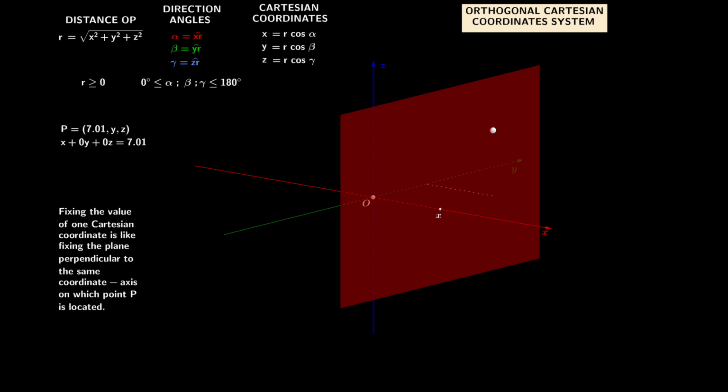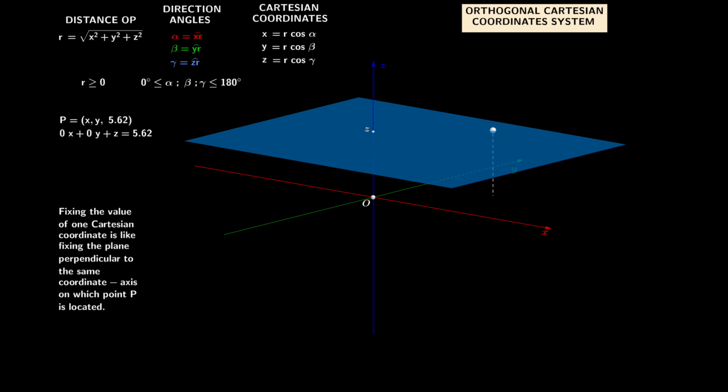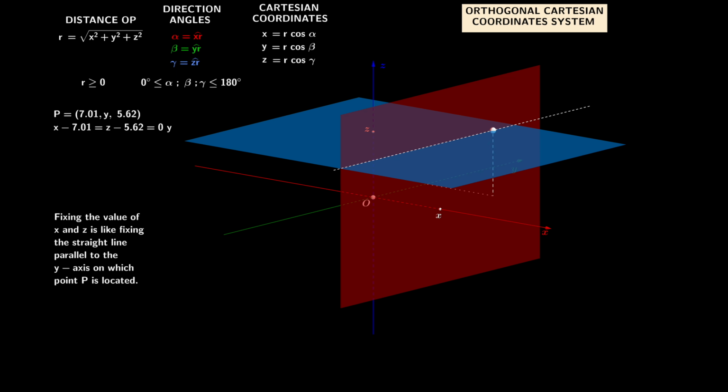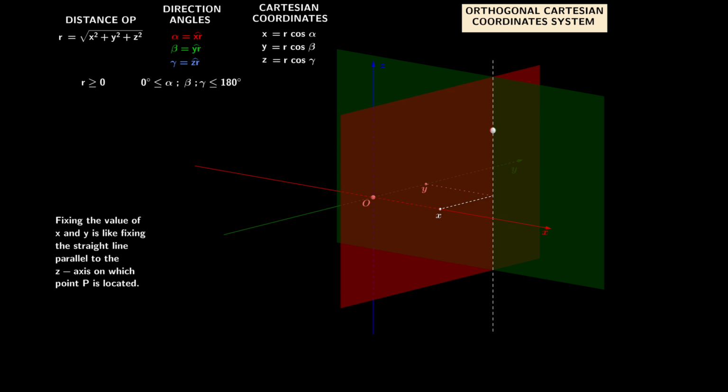Fixing the value of one coordinate alone is like fixing the plane perpendicular to the same coordinate axis on which point P is located. Fixing the value of 2 Cartesian coordinates is like fixing the straight line parallel to the third coordinate axis on which point P is located.